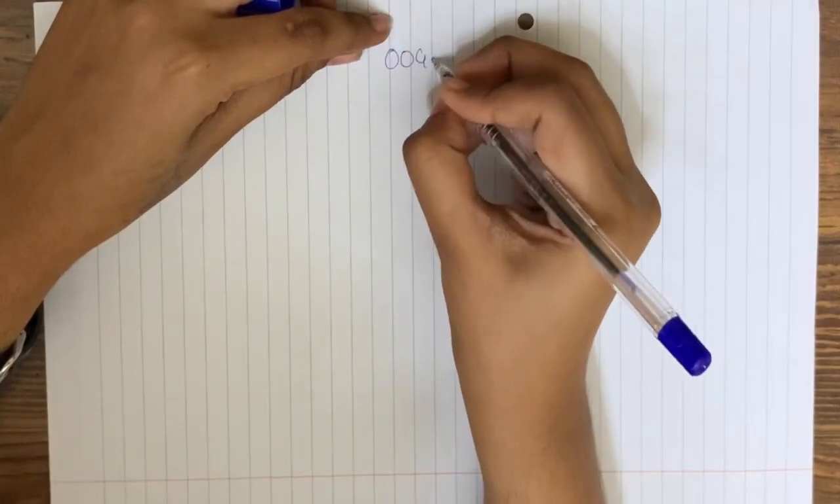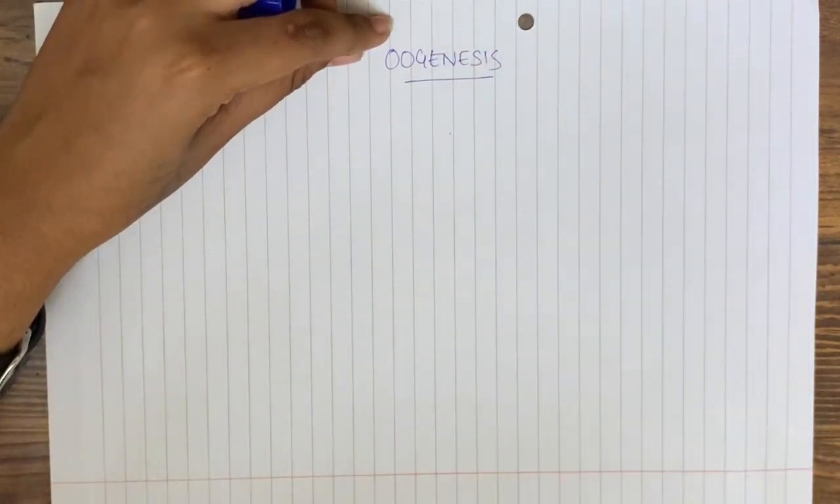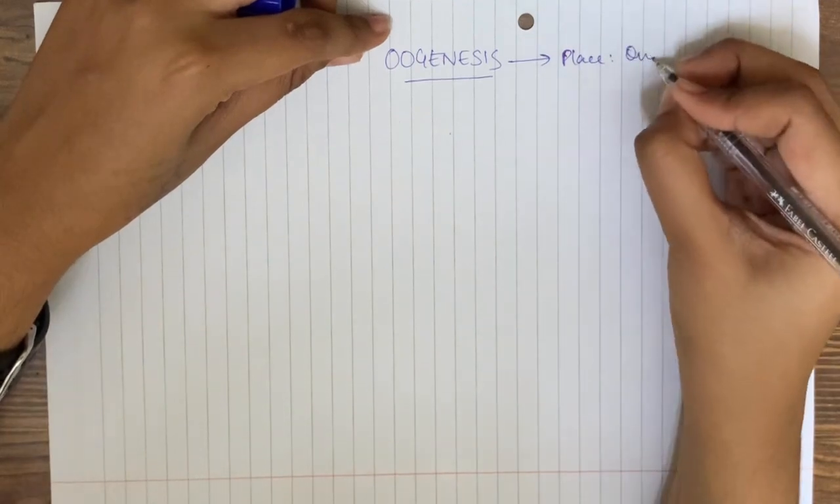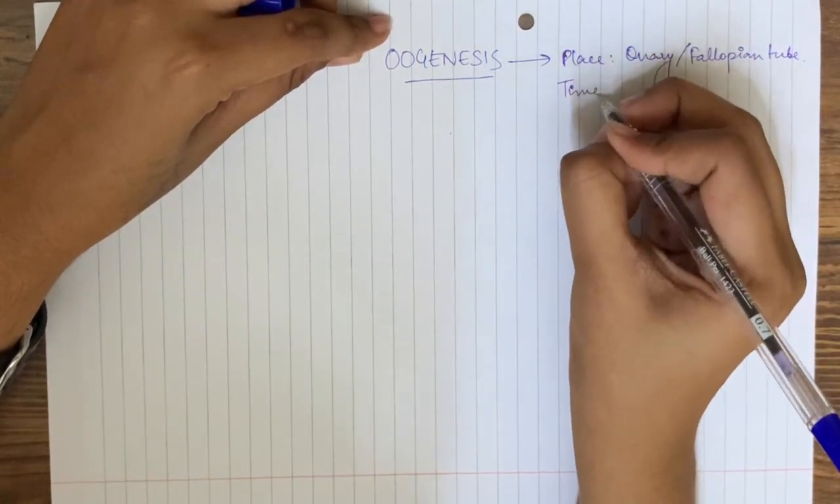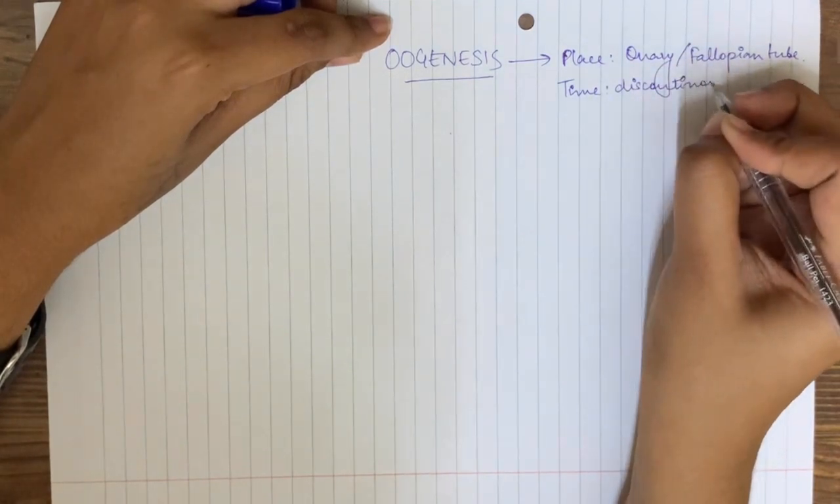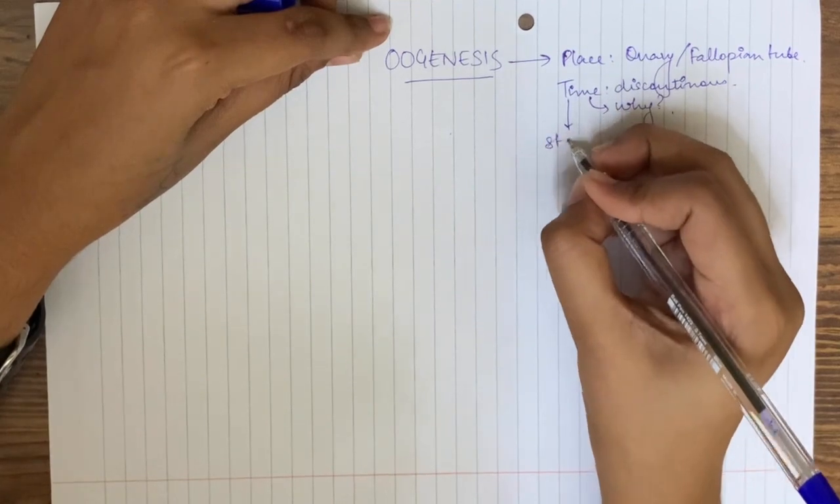Now, let us talk about oogenesis. Oogenesis is the process of producing ova, and it takes place in the female reproductive system. It takes place in the ovary and partially in the fallopian tubes of females. And the time taken is not known. This is because this process is discontinuous.